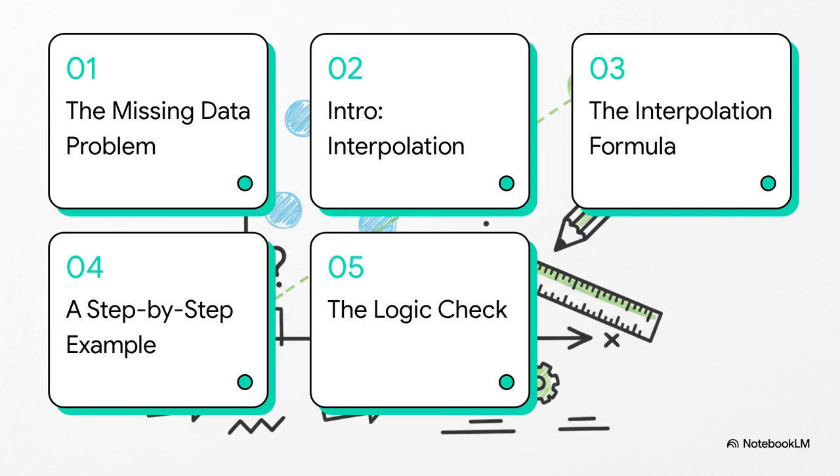So here's our game plan for this explainer. First, we'll really define that missing data problem. Then, I'll introduce you to our solution, linear interpolation. We'll look at the formula itself, and then we'll walk through a real-world example, step by step. And we'll finish up with a super important final check that's going to save you from some really common headaches.